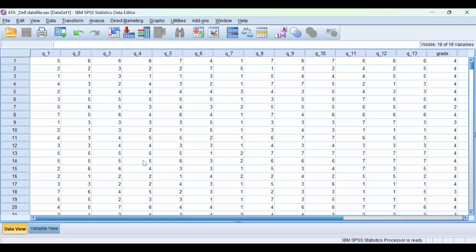The first thing we need to check is, you go to analyze. Is my screen visible to you? The SPSS screen is visible to everybody, right? Yes, ma'am.